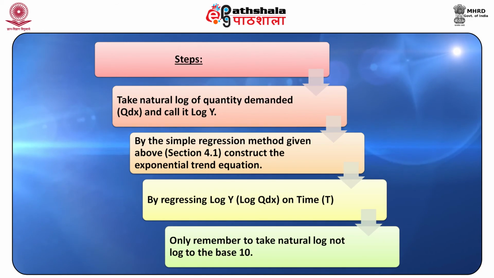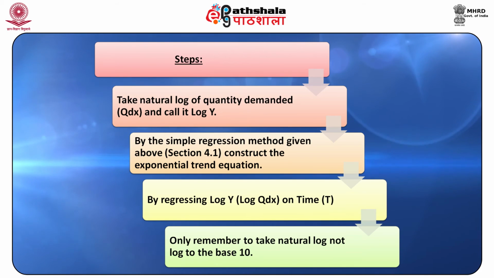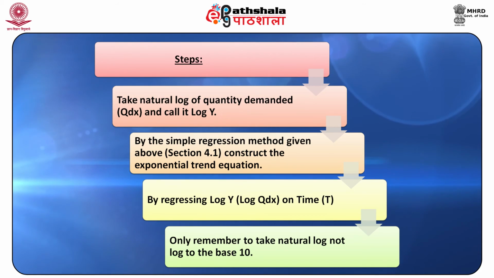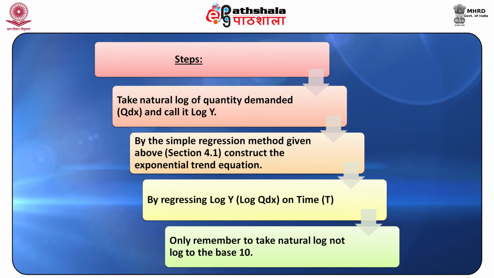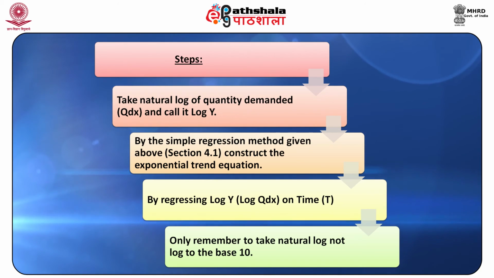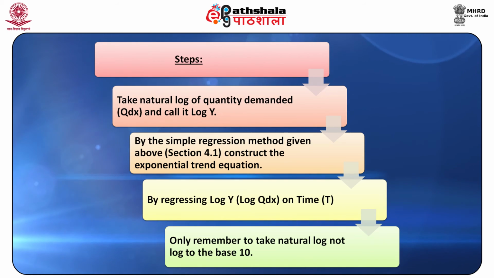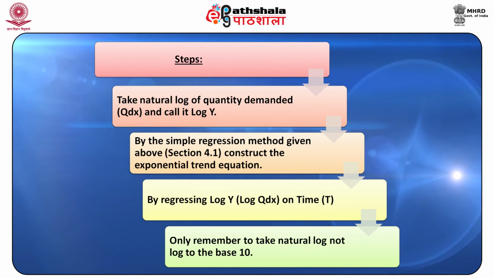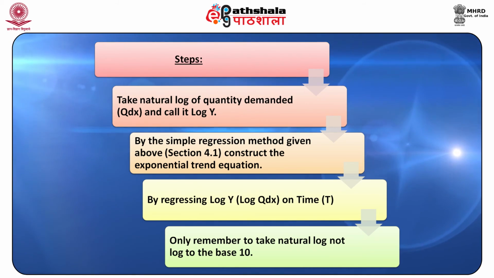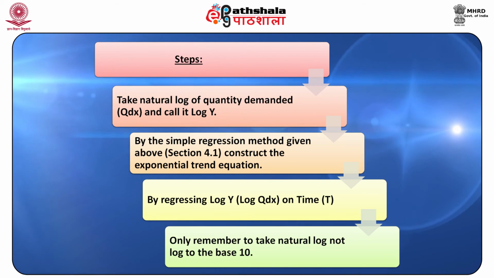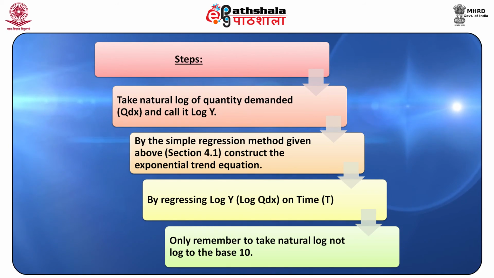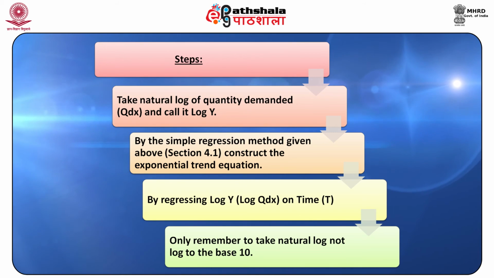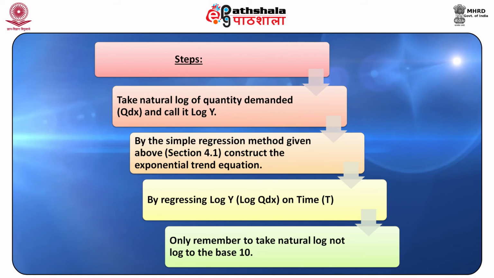Next are the steps. First, take the natural log of quantity demanded QDX and call it log Y. Second, by the simple regression method given above, section 4.1, construct the exponential trend equation. Third, by regressing log Y, log QDX, on time t. Only remember to take the natural log, not log to the base 10.